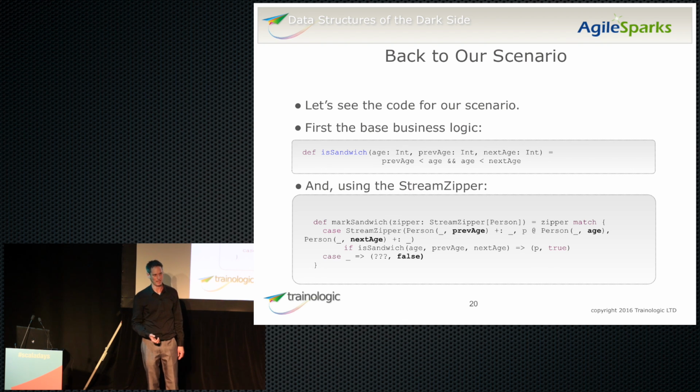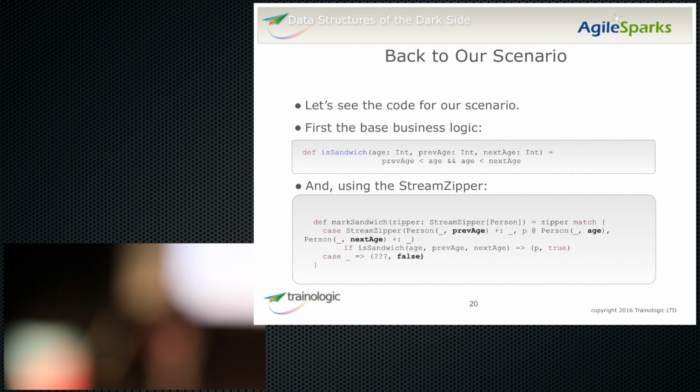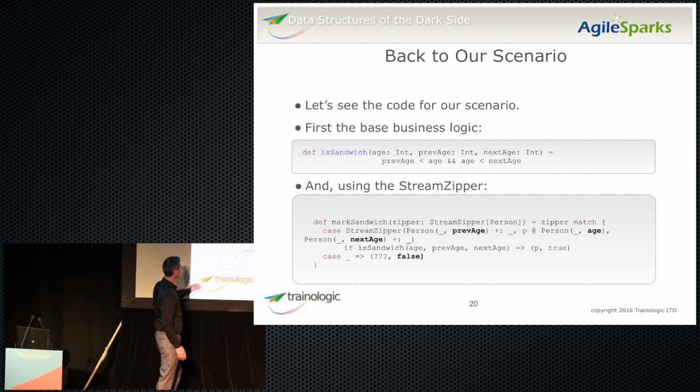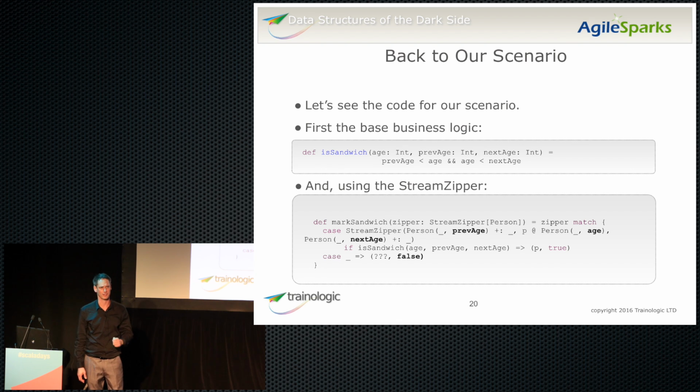Wait a second. Actually, I need to return the person itself. It's not that hard to write. It's zipper.focus, but still it looks something not that nice. It's okay to write it that way, but I think that this method should only return true or false. Okay? Sounds much nicer.